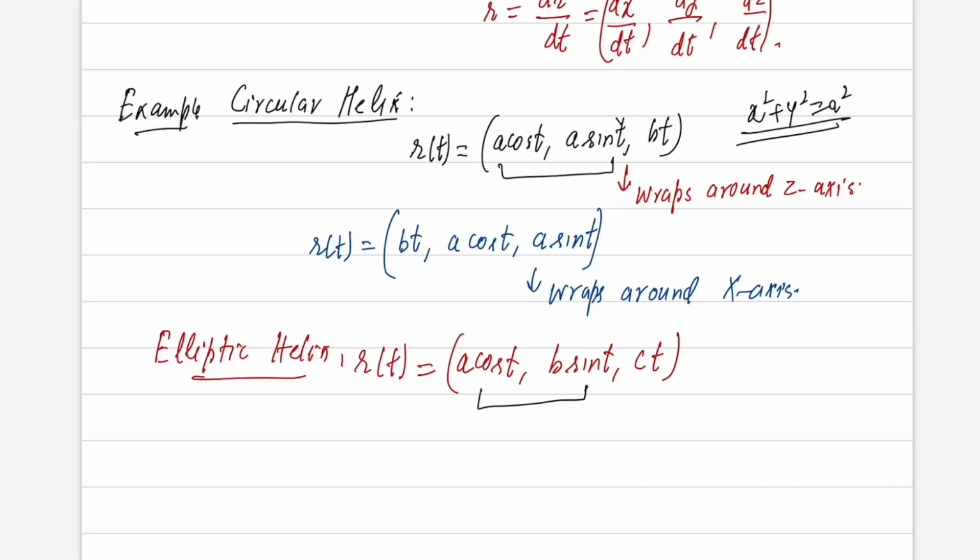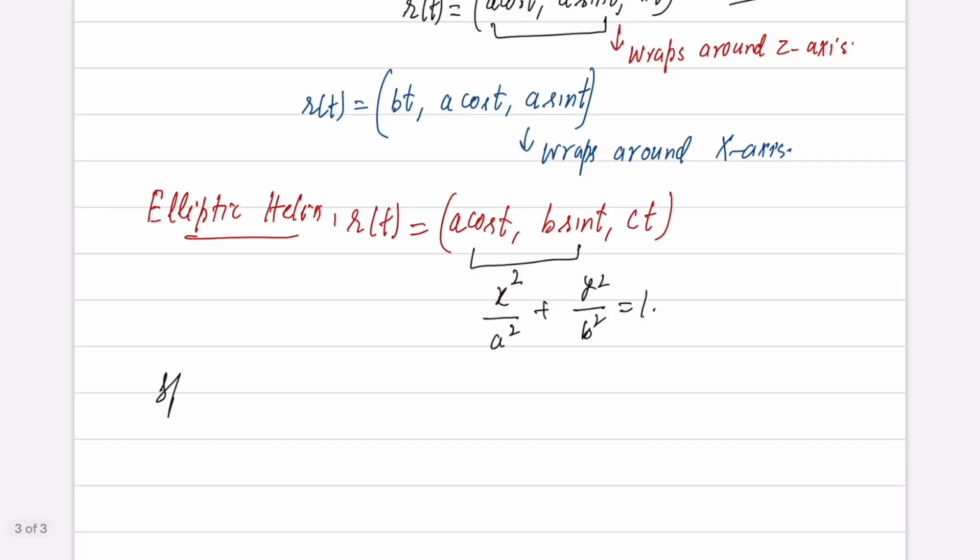And similarly, these two, a cos t and b sin t, are the parametric representation of an ellipse, which is x square by a square plus y square by b square equal to 1. In fact, if a is equal to b, then this will also give us the circular helix. Similarly, we can define the spherical helix, and we can define the helix on a cone.